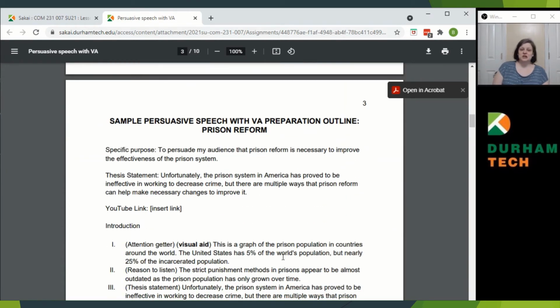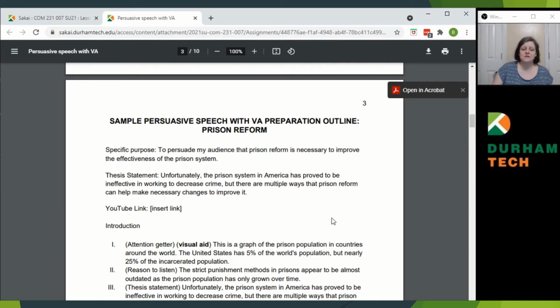So what are these speeches going to look like? Well, here's a sample persuasive speech with VA preparation outline on prison reform. Persuading my audience that prison reform is necessary to improve the effectiveness of the prison system. Unfortunately, the prison system in America has proven to be ineffective in working to decrease crime. But there are multiple ways that prison reform can help make necessary changes to improvement.